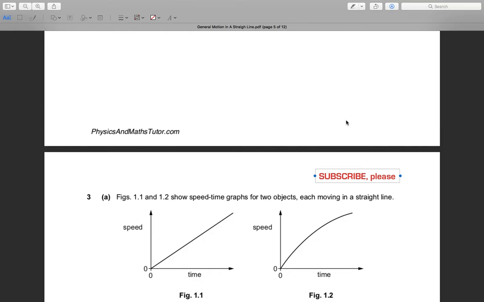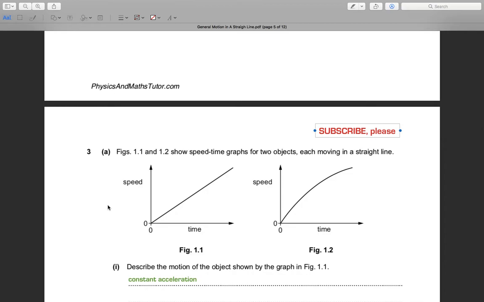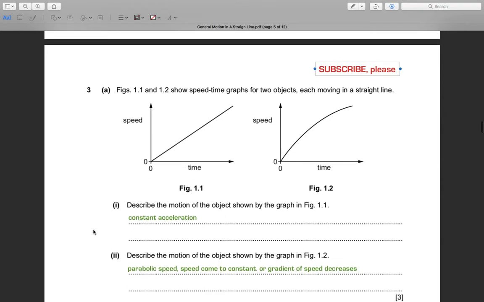Number 3. Figure 1.1 and 1.2 show speed-time graphs for two objects moving in a straight line. We have speed, and this is time. Describe the motion of the object. In graph 1.1, we have constant acceleration, because the ratio between speed and time is the same at the several times.